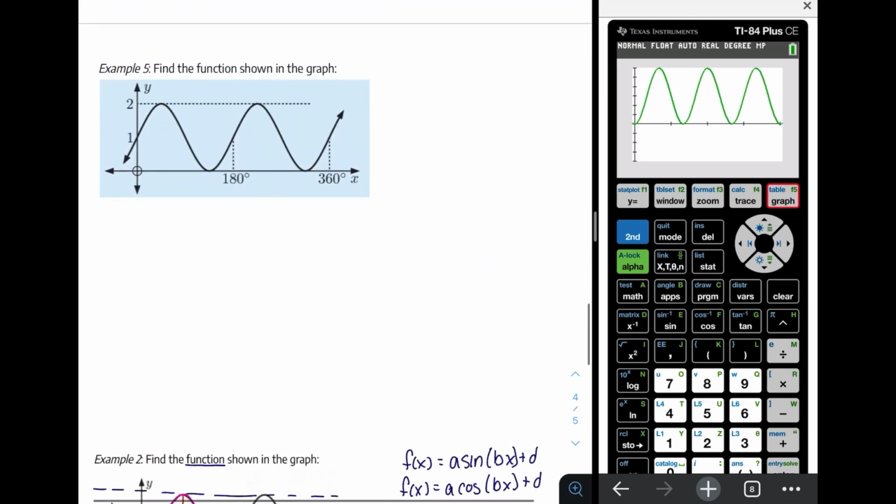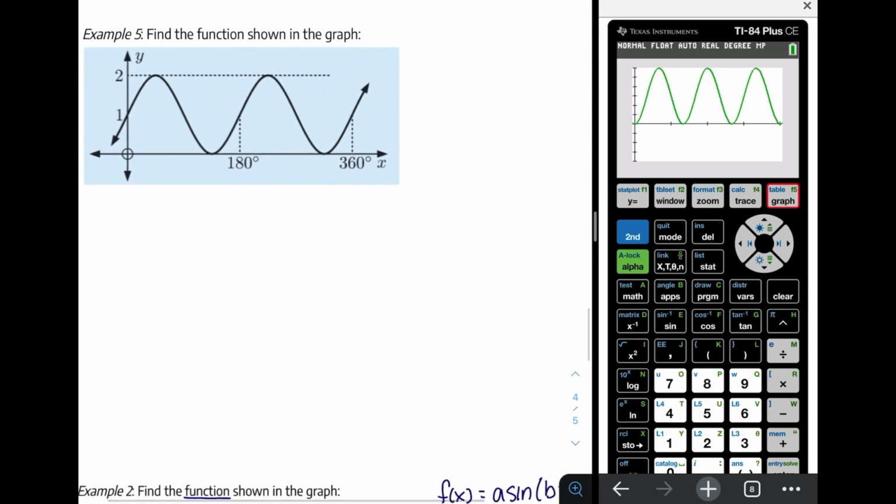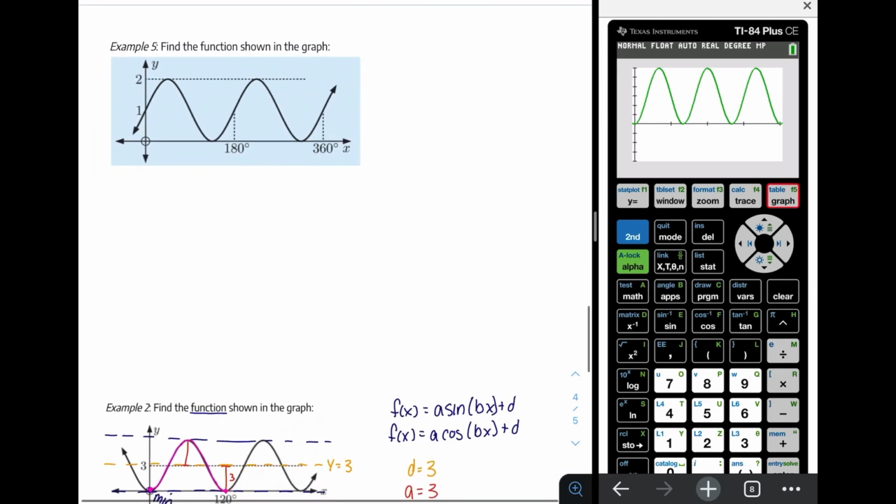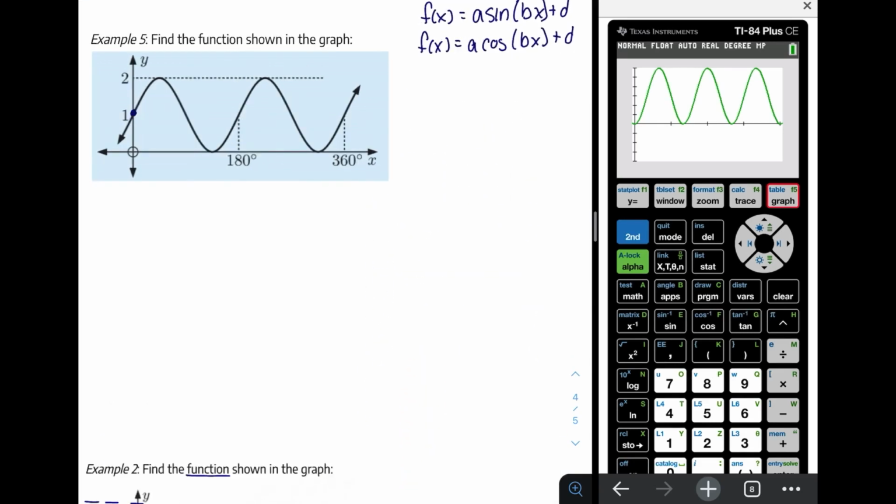So find this question in your notes. Find the function shown in this graph. Now again, we have our choices between sine and cosine. The y-intercept is right here. And this y-intercept is definitely not a maximum or a minimum, so that has to be the principal axis. We only have two choices. We either have maximum, minimum, or principal axis. Those are the only y-intercepts we can have. So I know that my principal axis is going to be y is equal to 1. Therefore, the value of d is going to be 1.